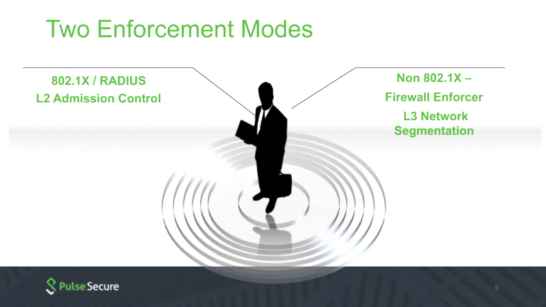Policy Secure offers 2 enforcement modes. In our previous webinar, which the recording is available on the Pulse Secure website, we covered admission control, the ability to identify a user when they touch the network and make a decision about whether to allow them onto the network. Today we're going to talk about network-based segmentation. Once that user has entered the network, what do we want to allow them to do?